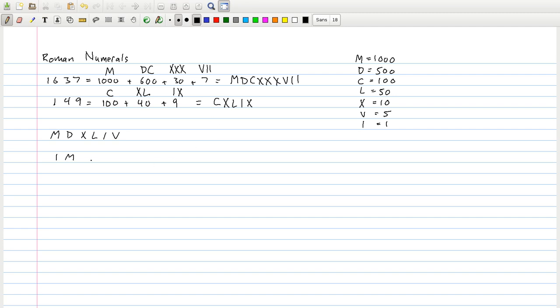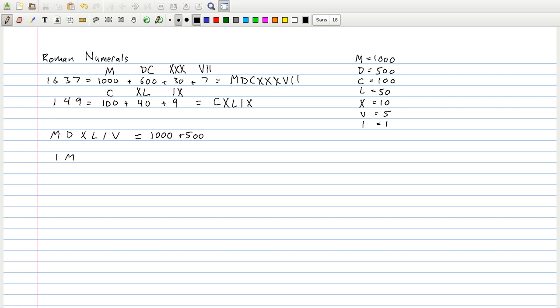Now converting from Roman numerals into Arabic numbers, we have the same idea. If the symbols are in order from largest to smallest, we know we just add them together. If any of them are out of order, we know that there's going to be a subtraction. So here we have M first. M we know is 1,000. Next up comes D. D is next in our list. That's 500. So we're going to add to that 500.